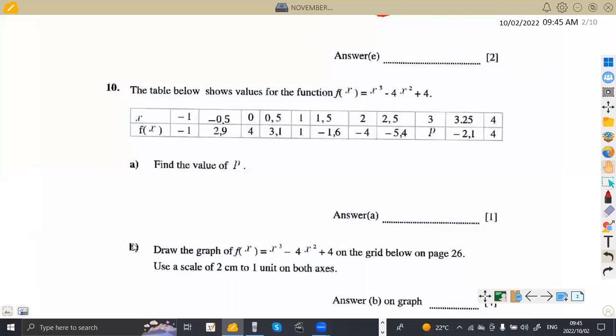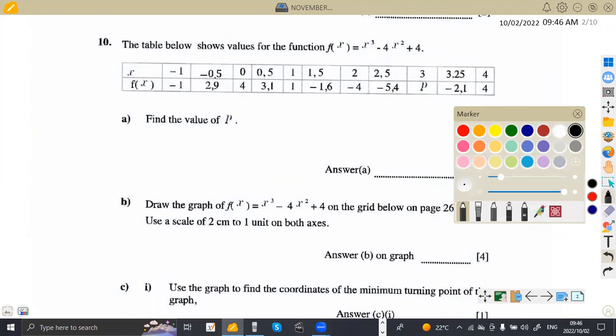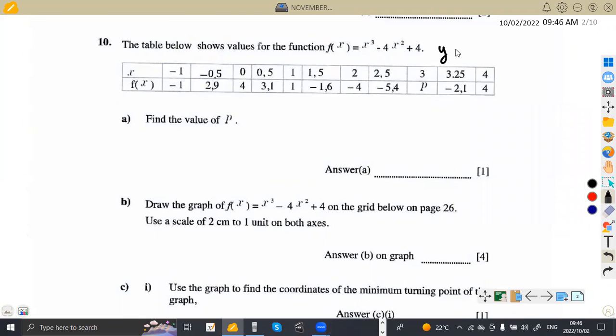So here is actually an equation table that we are going to work with. Let me just write the equation again. Okay, I'm still on the eraser mode. That's pen mode. Okay, so this is y, which is equal to x cubed minus 4x squared plus 4. So these papers, I don't know how it was scanned, but you just have to work with it.